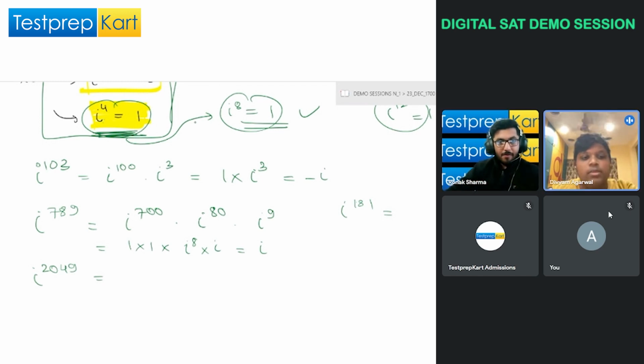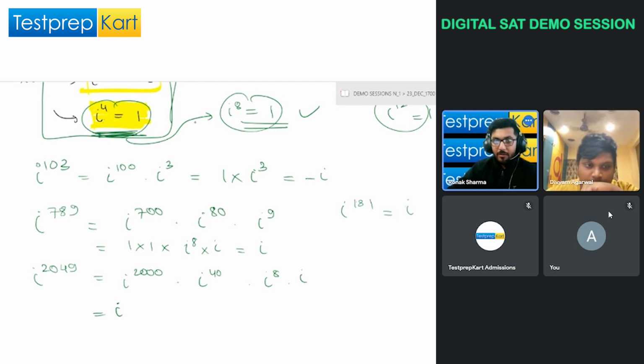This can again go as iota power 2000, iota to the power 40, iota to the power 8, and then 1. Good, so it is again iota. This is again, I think, iota only. Okay, good.